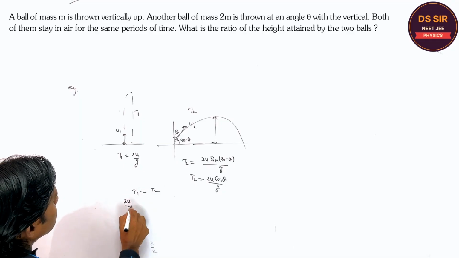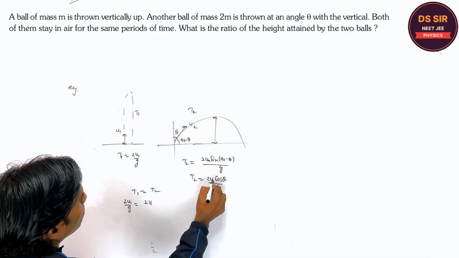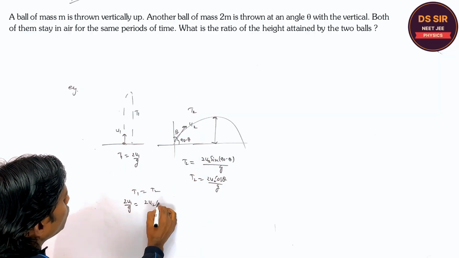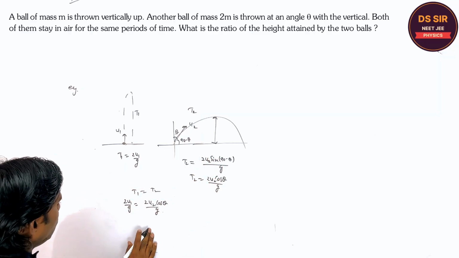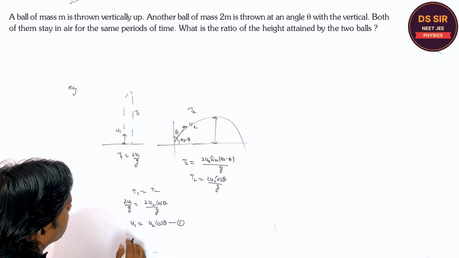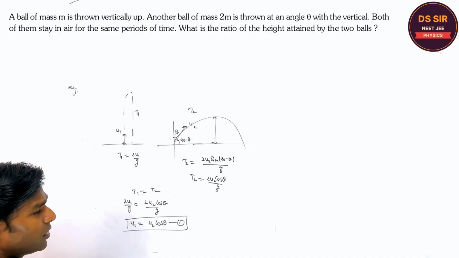So 2u1 upon g is equal to, supposing the speed to be u2, 2u2 cos theta upon g. So u1 is equal to u2 into cos theta. This is the relation in the speed. Are you getting or not?